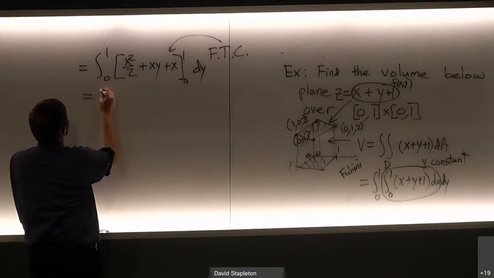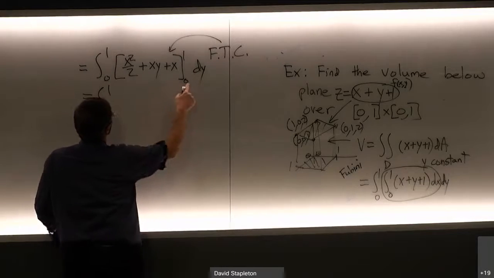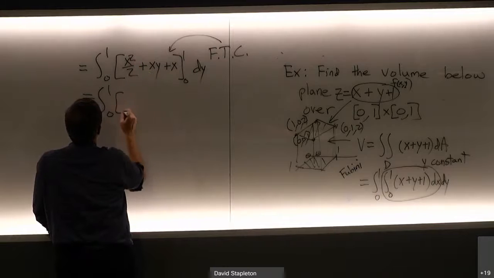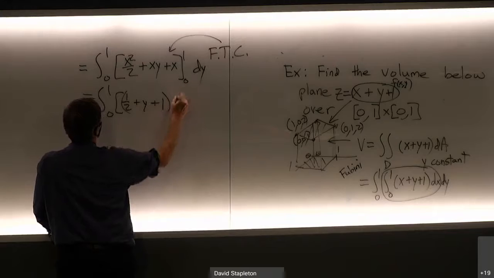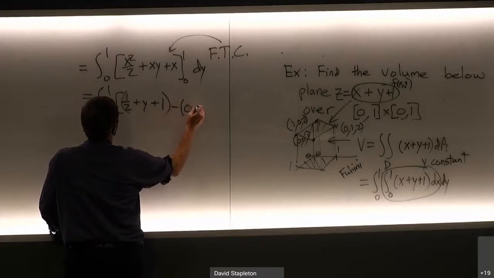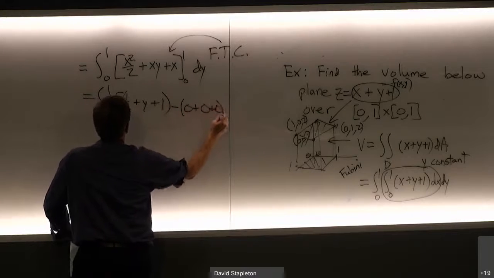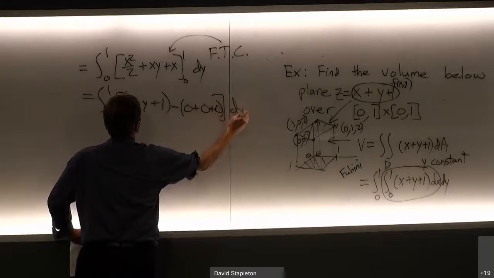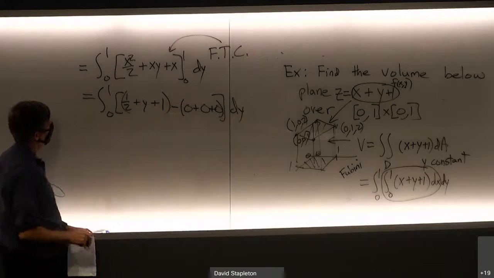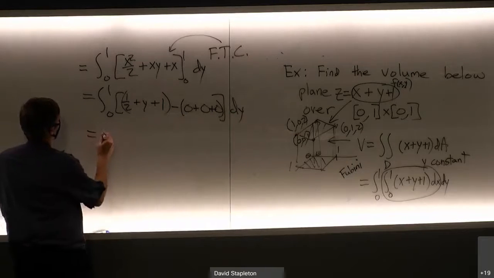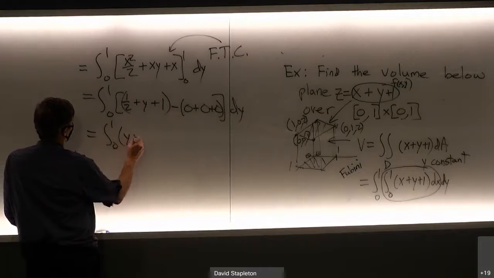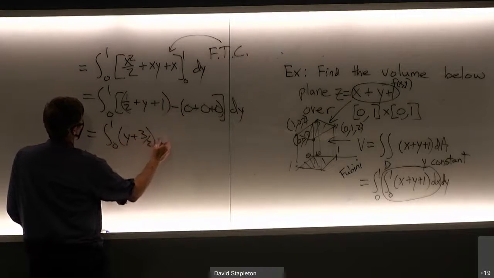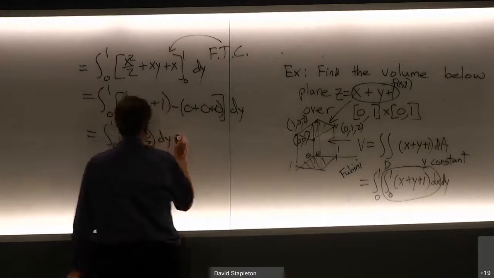Right? So you plug this in. You plug in x equals 1, and you get 1/2 plus y plus 1. And then you plug in 0, and you get 0 plus 0 plus 0. And you take the difference, right? That's how you evaluate this thing. Now I just have this easy integral from 0 to 1 of calculus 1, y plus 3/2 dy. That's easy to do, right?